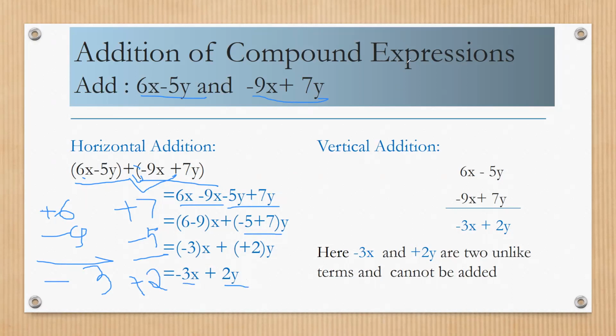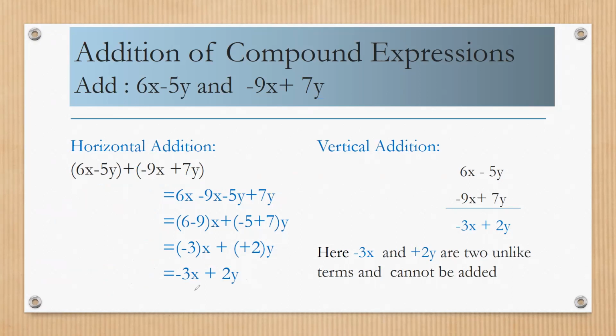Minus 3x and plus 2y, and both the terms are different, so we cannot add this x into this y term. So this is our final answer, right? Now, how can we solve the vertical addition? First you have to write the first compound expression 6x minus 5y and then minus 9x plus 7y over here.